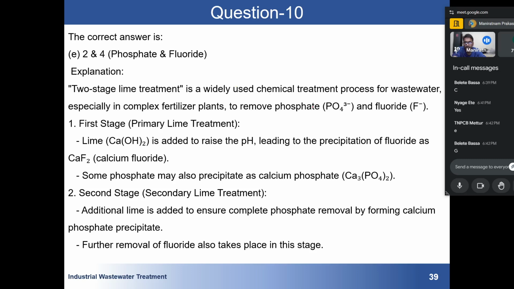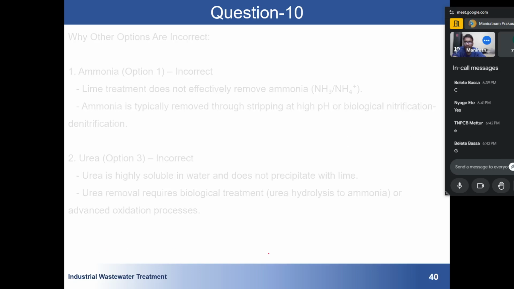Two-stage treatment is a widely used chemical process to remove phosphate and fluoride, especially from complex fertilizer wastewater. In the first stage, calcium hydroxide is used to raise the pH, leading to precipitation of fluoride as CaF2. Some phosphate may also be precipitated in the form of calcium phosphate. The second stage is secondary lime treatment. Additional lime is added to ensure complete phosphate removal by forming calcium phosphate precipitate. Further removal of fluoride may also take place in this stage.